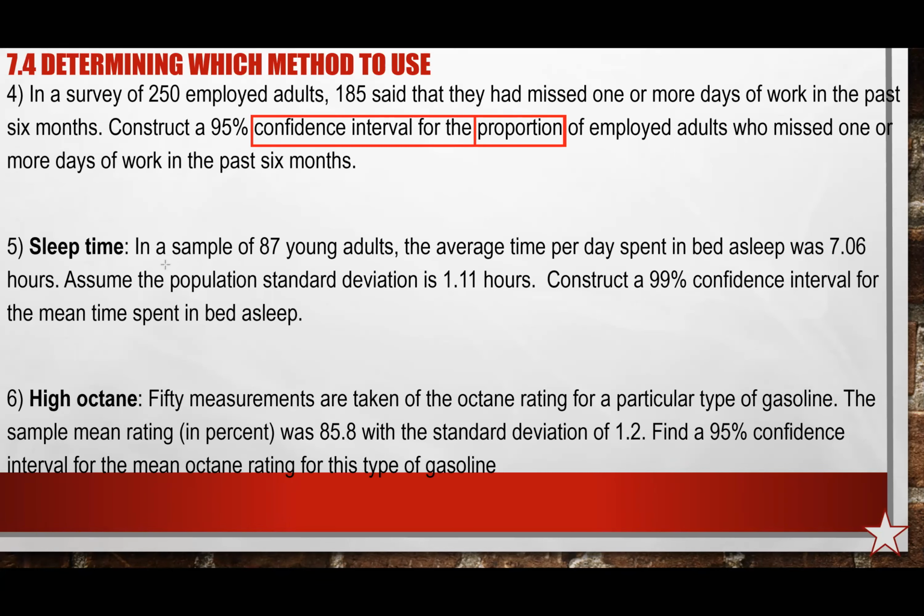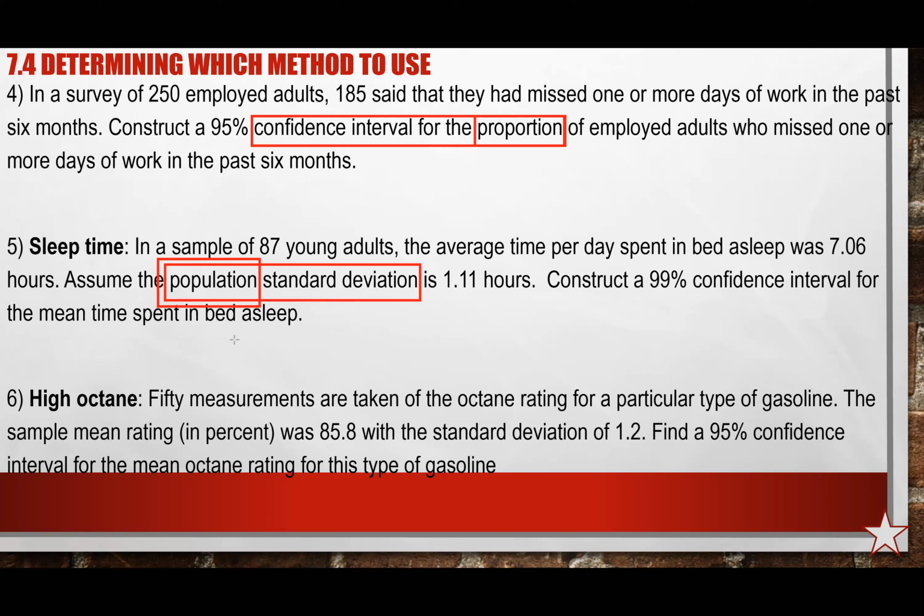As you can see, they give us the population standard deviation. They spell it out for us. They spell it out that we have the population standard deviation. And that is the trick, or that is the trigger word, right? Population standard deviation, we're using the Z critical value, we're using the Z interval.